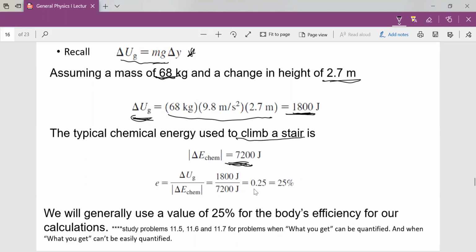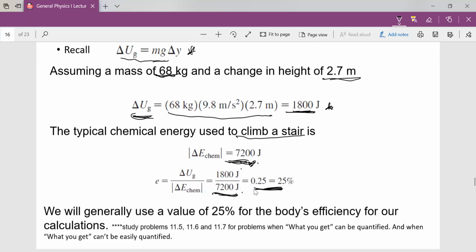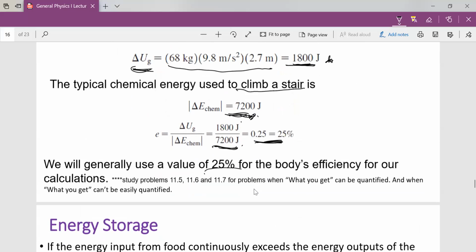7,200 joules. So if we know that this is our output, this is our input, we can actually determine the efficiency of that system between output over input to have 25%. So it's generally taken to be that the human being efficiency for climbing a stair, or the average human, is 25%. Okay, so this is a generalized or adopted value for climbing a stair.